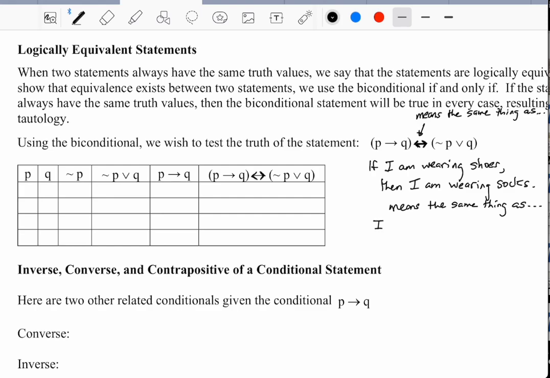I am not wearing shoes or socks. You could also be a little bit more verbose with it and say I'm not wearing shoes or I am not wearing socks, but you could also condense it a little bit. All right. If I am wearing shoes, then I am wearing socks. It means the same thing as I am not wearing shoes or socks.